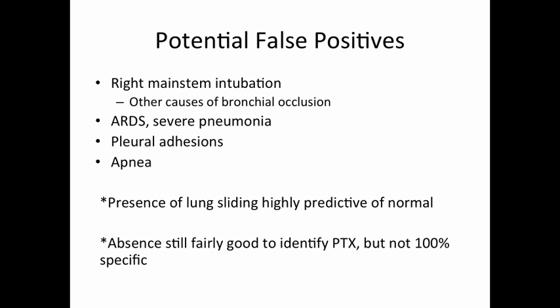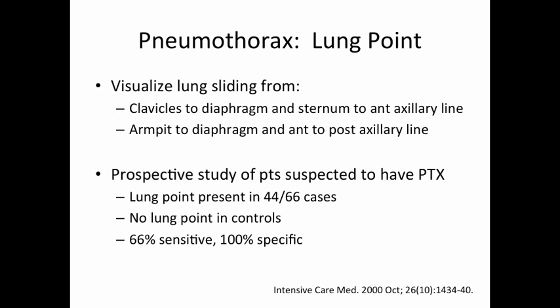And again, if you have absence of lung sliding, that's really sensitive, but not 100% specific, because there are other things that can cause it. The more specific finding is what's called the lung point. So this is a point where the lung is separating away from the chest wall. If you're able to visualize this point on ultrasound, that's very specific for finding a pneumothorax.